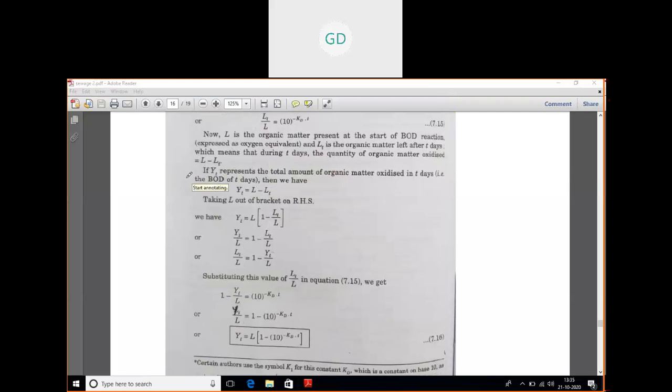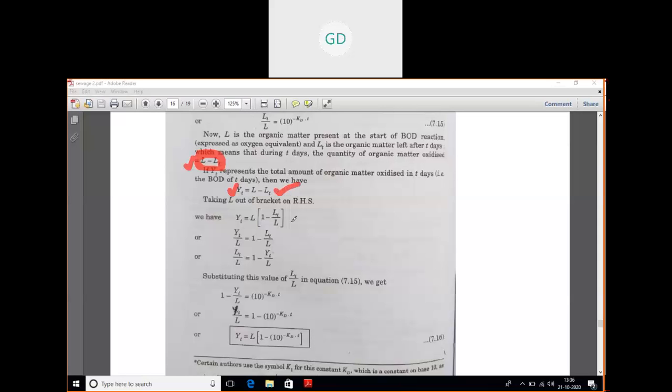Okay, so you can say the BOD content also. So it is L minus LT. Now they have again included one term here, YT. If YT represents the total amount of organic matter oxidized in T days, then L minus LT is equal to YT. So YT is the quantity of organic matter that is oxidized in T days. Okay, so this is one equation they got.